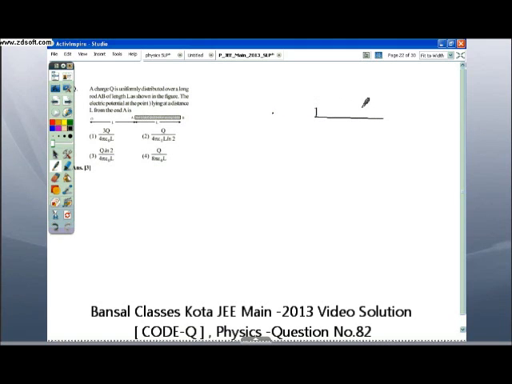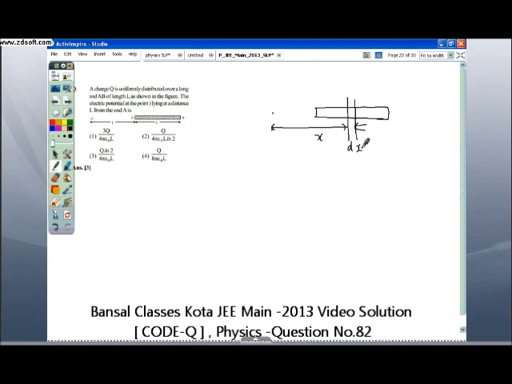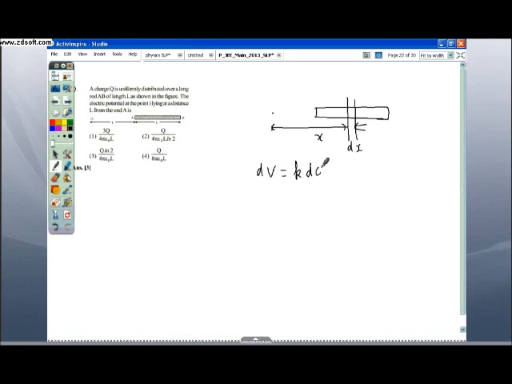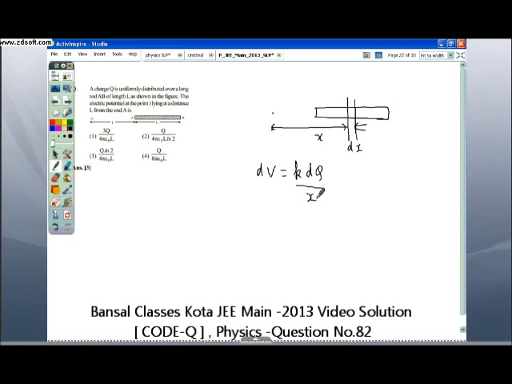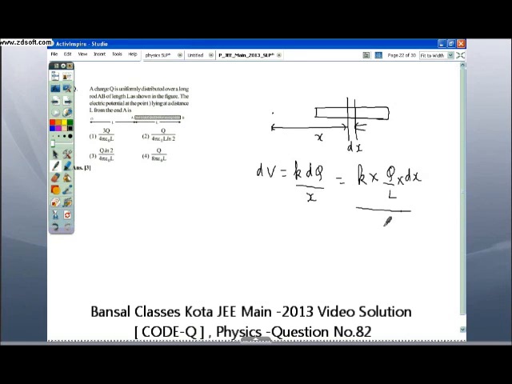Figure goes like this. The rod, let's say we consider a small element at a distance x from point O, which has a length of dx. That means dV will be equal to k dq divided by x. dq happens to be q upon L multiplied by dx, whole thing divided by x.